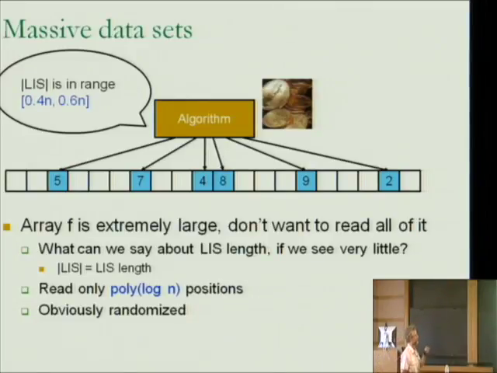A lot of people's reaction to this is that if you take a random array, then the LIS is only about root n. And so the answer in our case will be 0, because we're getting an additive approximation. So this is not so interesting for random arrays. The idea is that we're interested in the case where there is a significant longest increasing subsequence, and we're trying to estimate that length. And obviously, the algorithm has to be randomized.